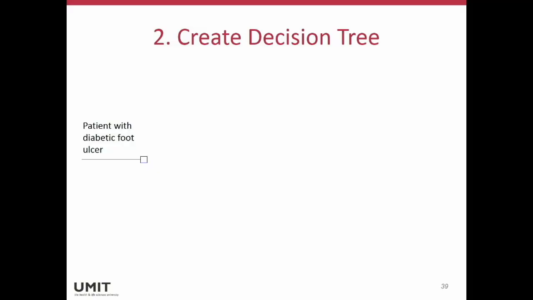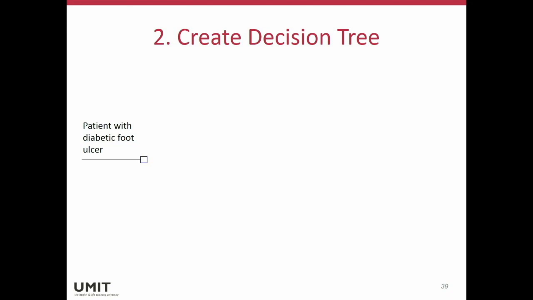So now we create, step number 2 is we create the decision tree. And a decision tree always starts with a so-called decision node. So you write the population of your interest. That can be one patient or the group of patients, the subgroup you're interested in.